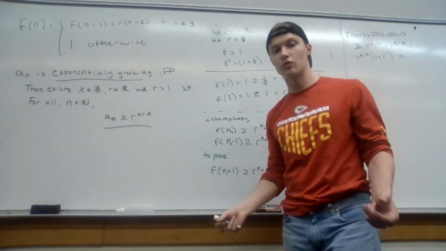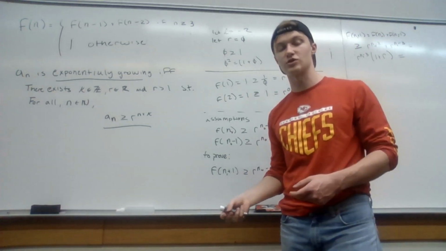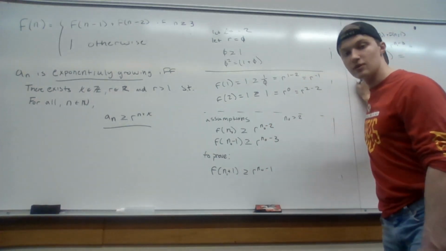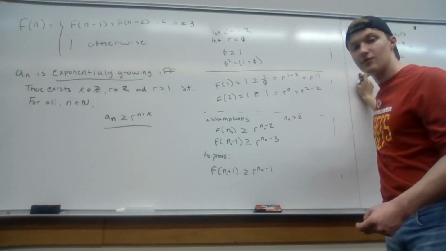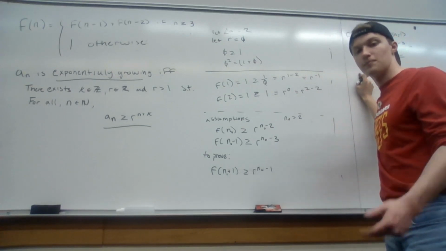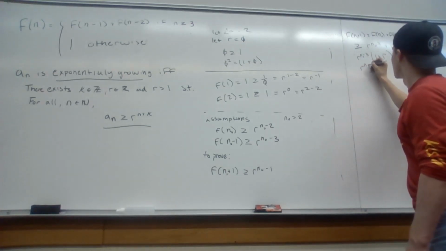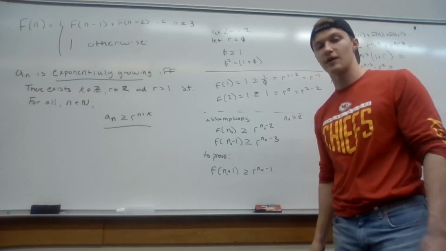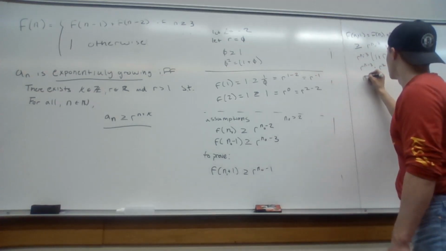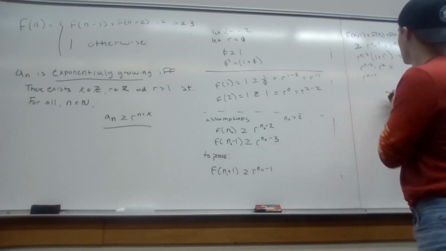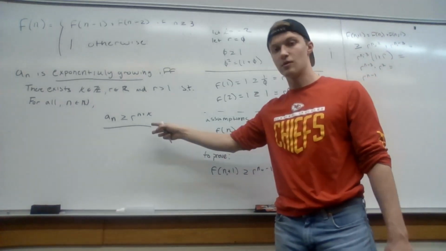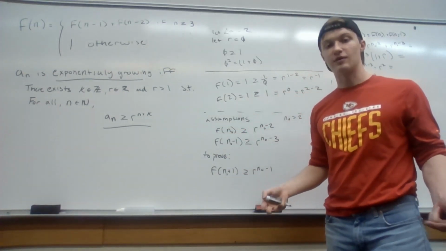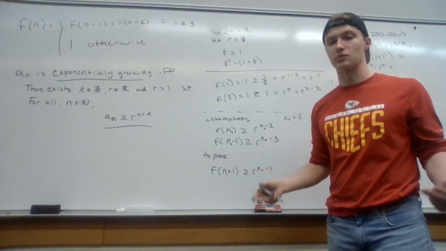Now, from the property of the golden ratio, that its square is equal to 1 plus the golden ratio, we can then move on to the next step, that r to the power of n minus 3 times 1 plus r is now equal to r to the power of n minus 3 times r squared. And with algebra, this boils down to r to the power of n minus 1, which proves this property for f(n+1). Hence, using induction, we prove that the Fibonacci sequence grows exponentially.